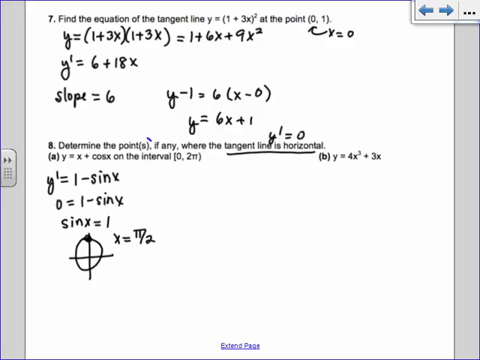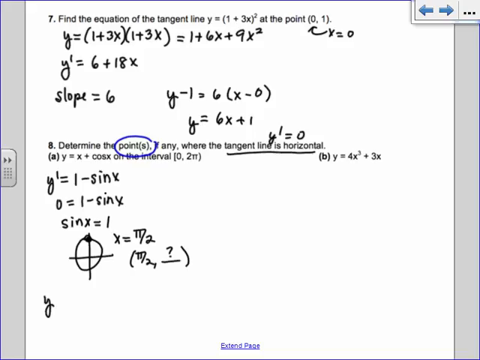Now, I asked for the points, though. So be very careful on the test. If it says find the points, you need to find the point. That's the x value of the point. So we want pi over 2, and then we want to find its y value that goes with it. So how do I find the y value that goes with it? Plug it into the y equals equation, not y prime.